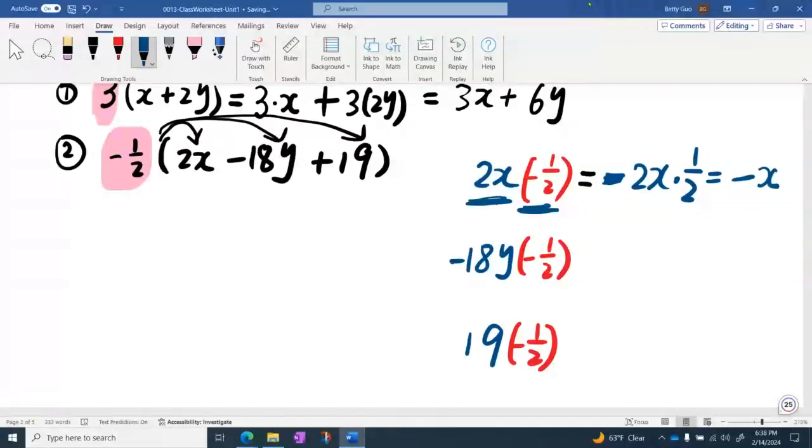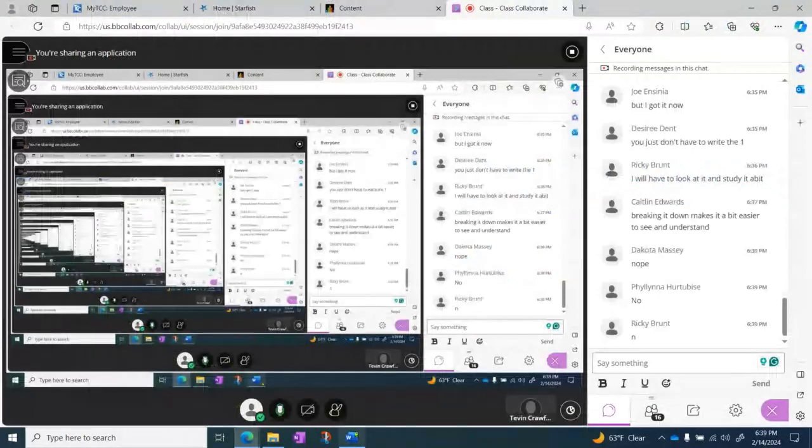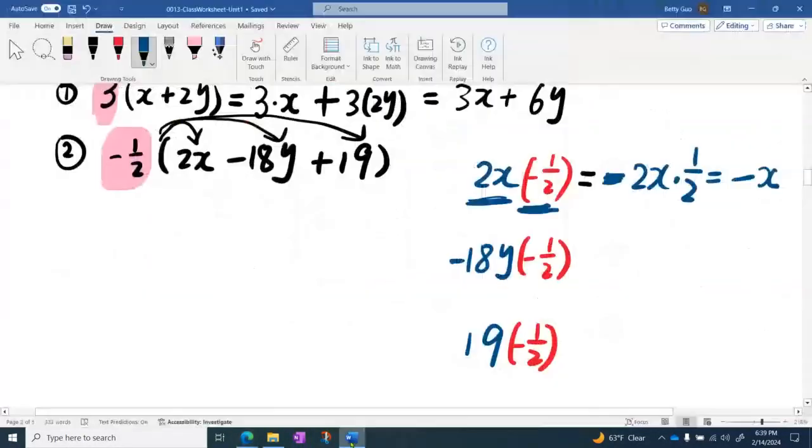Do we have any question about this step after we distribute the coefficient negative half to the first term? Okay, I think this time is better.